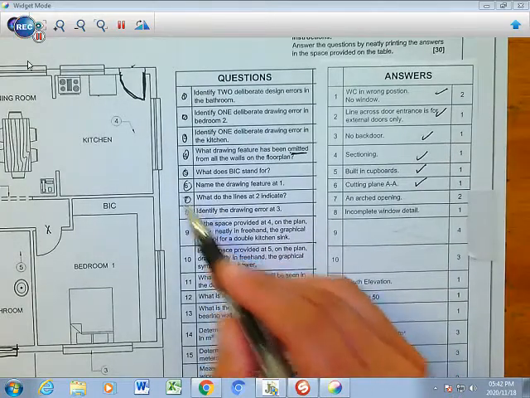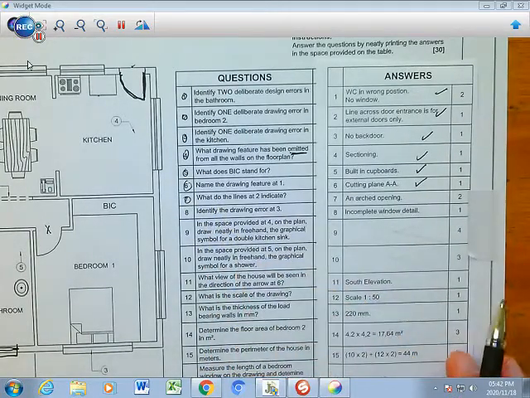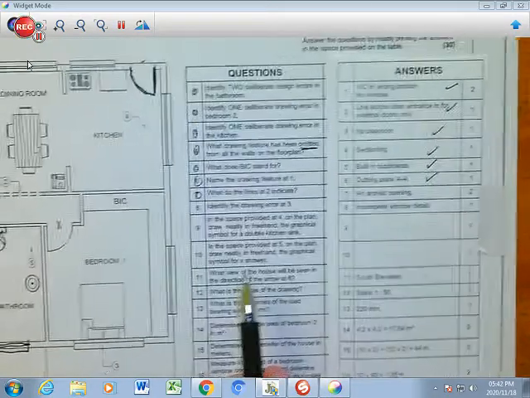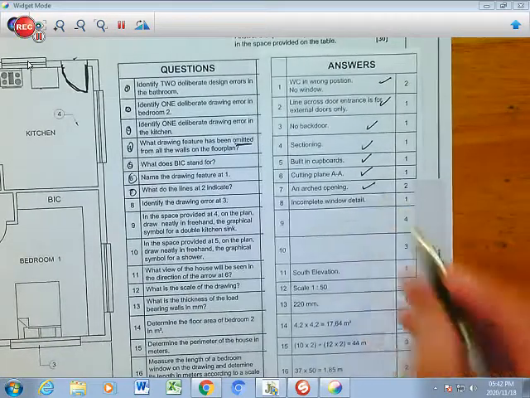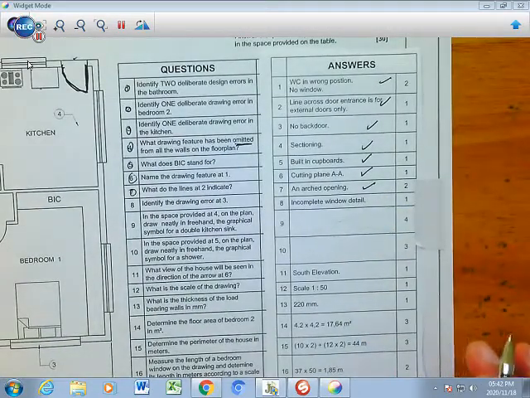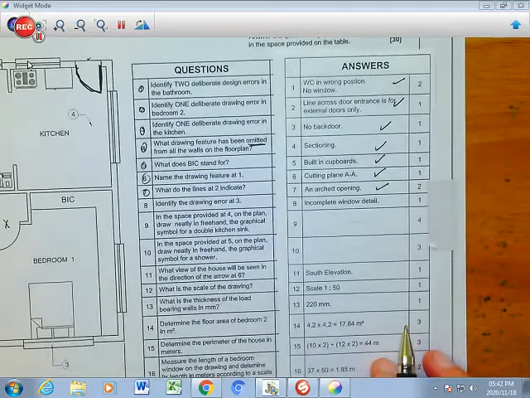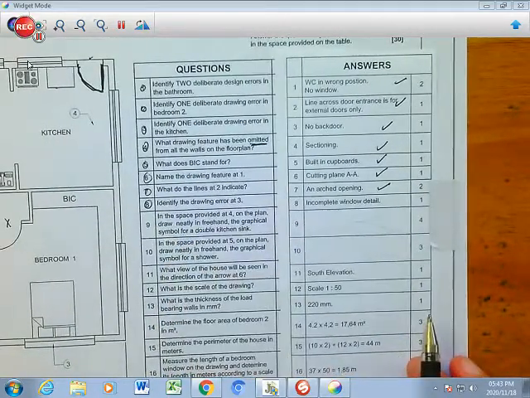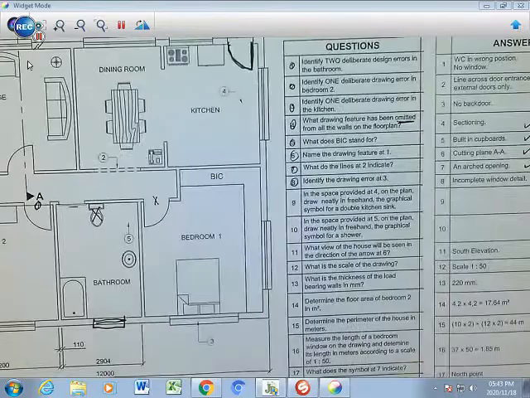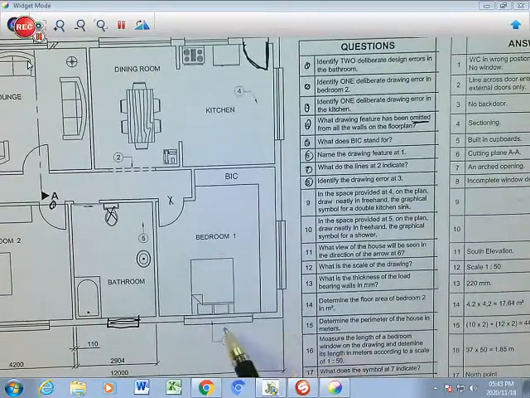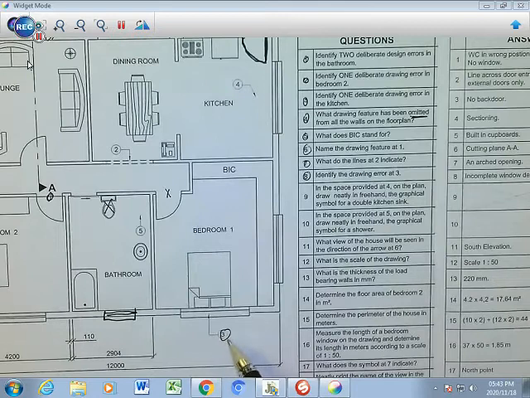Then number 7. What do the lines at number 2 indicate? So we'll have to find number 2 quickly, which is that dash line over there, and that is an arch opening. An arch opening is an opening in the wall with no door. Number 8, identify the drawing error at number 3. So we're going to look at the drawing, number 3, which is referring to this number 3 over there. There should be a double line.